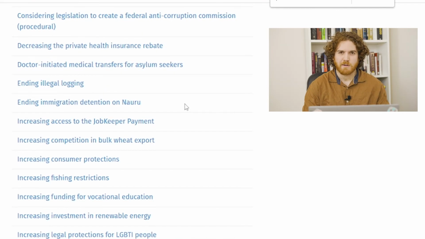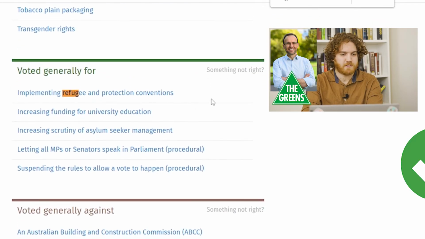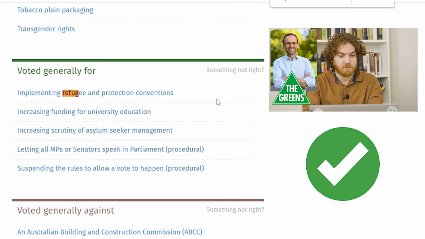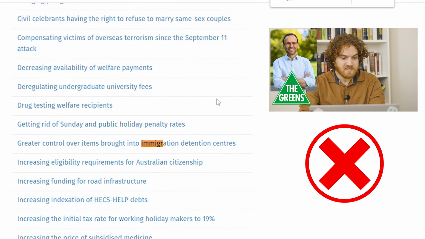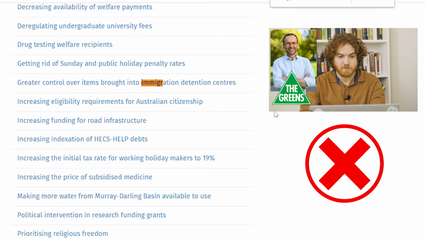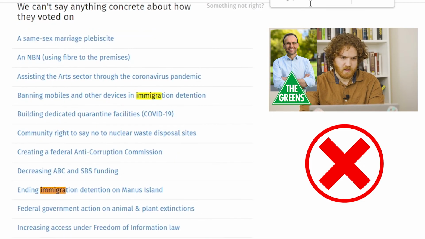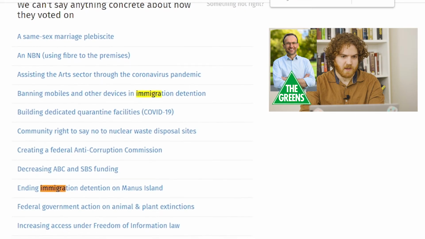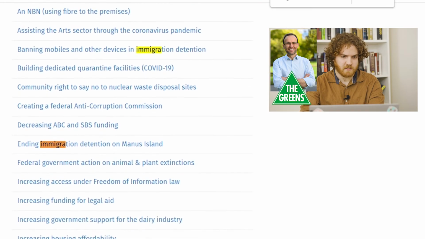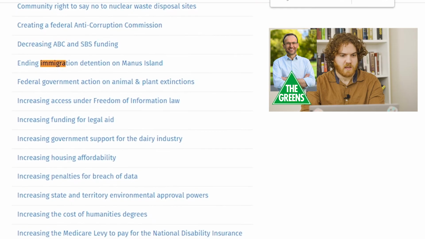That's not quite the same order I had it in the previous episode, but whatever. Adam Bandt has voted generally for implementing refugee and protection conventions. He has voted consistently against greater control over items brought into immigration centres. And we can't say anything concrete about how he has voted on banning mobiles and other devices in immigration detention and ending immigration detention on Manus Island.